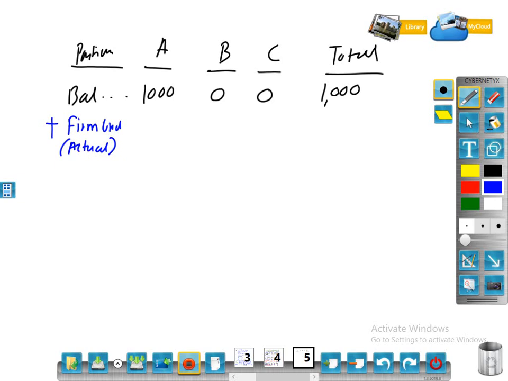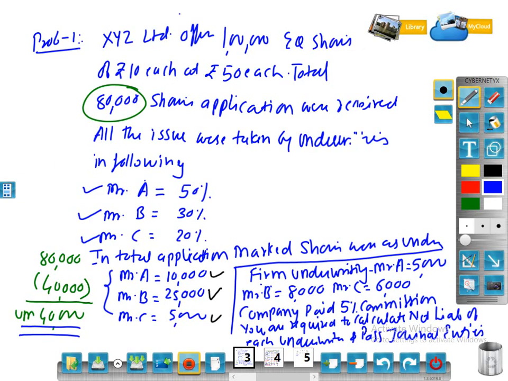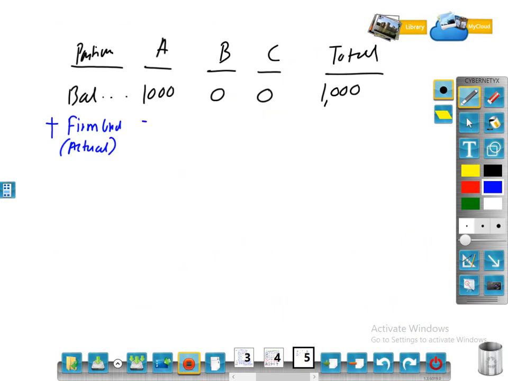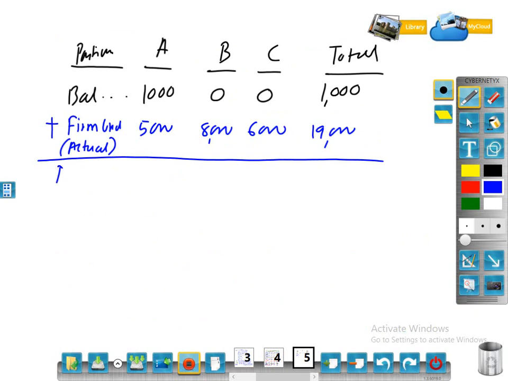How many shares is Mr. A going to take? A 5,000, 8,000 and 6,000. So here Mr. A 5,000, 8,000 and 6,000, so total 19,000. So now net liability, final answer: Mr. A has to take 6,000 shares, Mr. B has to take 8,000 shares and Mr. C has to take 6,000 shares out of the remaining 20,000 balance shares. This is nothing but the net liability.